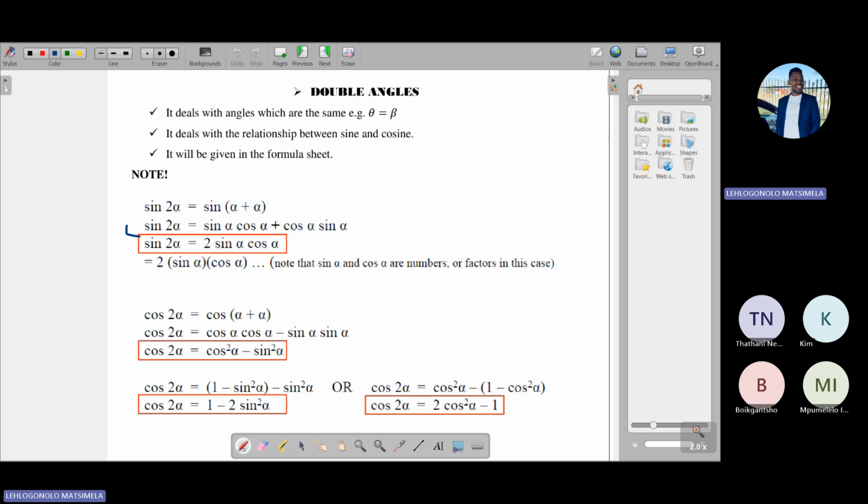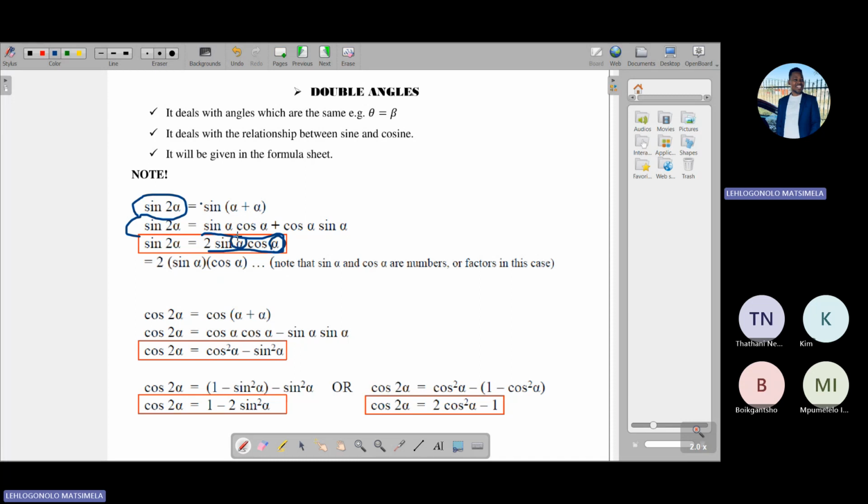If we are given sine 2 angle, there is no need to express it further. The angle is just substituted in this way. So now we are given single trig ratios: 2 multiplied by sine angle, cos angle. The angles are the same, don't forget that. This is on your formula sheet, so I don't want to talk more about it.